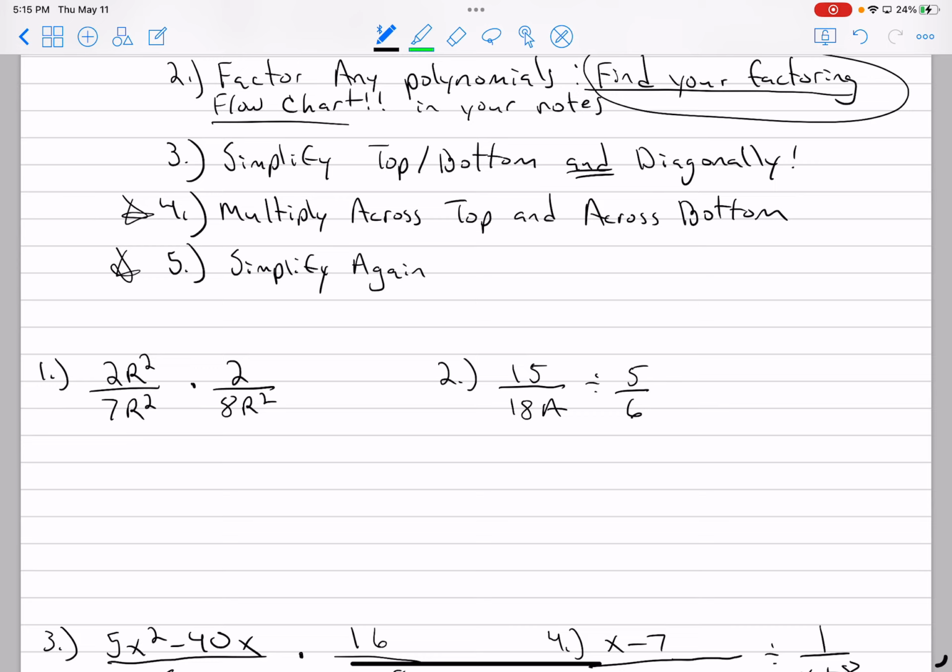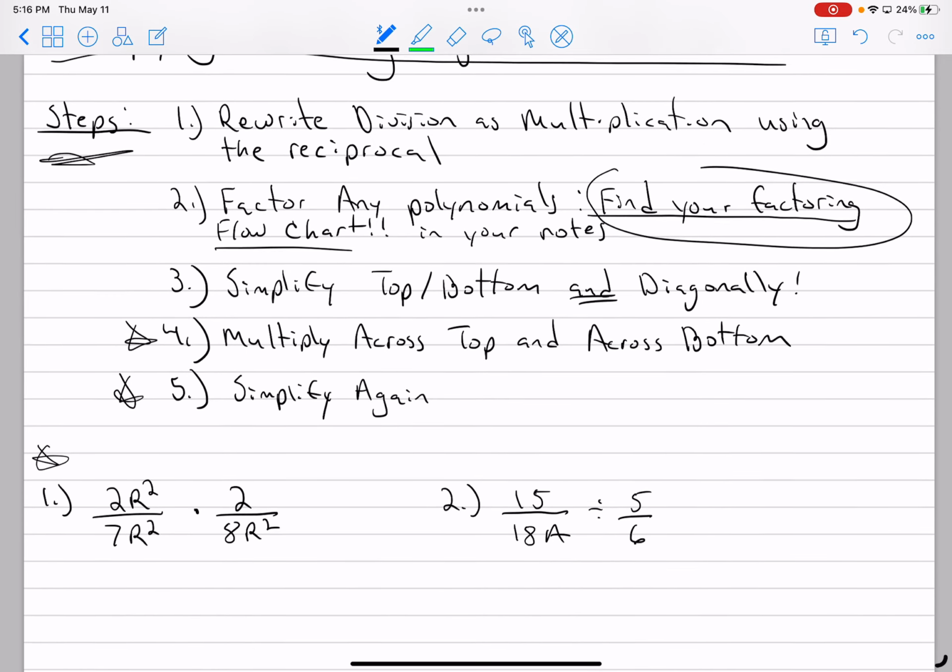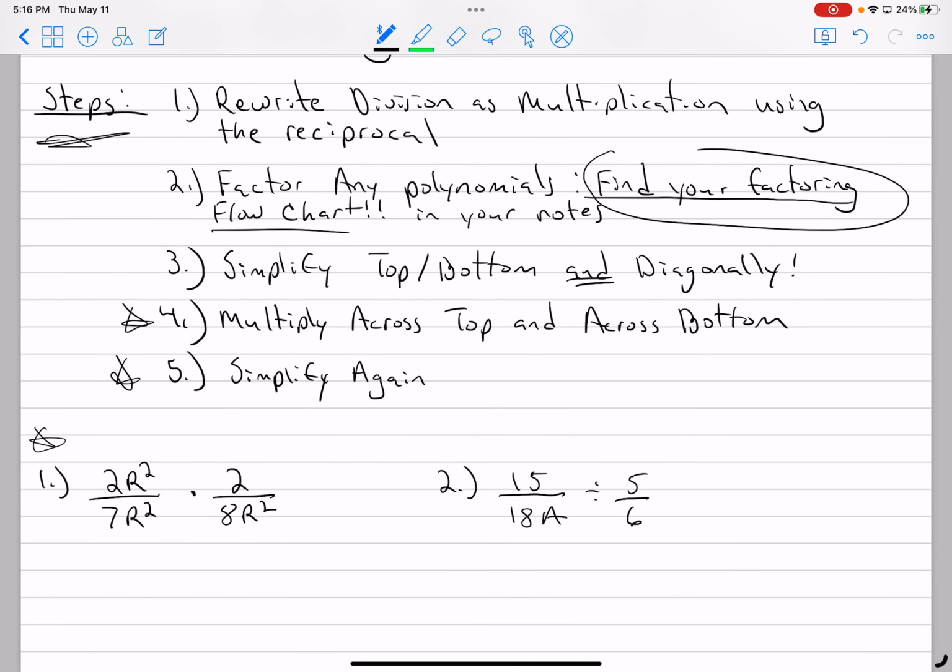All right, so first one. Here's our first problem. Number 1, go ahead and copy that down. Rewrite division as multiplication using the reciprocal. There's no division, I don't need to do that. Check. 2, factor any polynomials. There are no polynomials. These are all just terms. I don't need to do that. Check. 3, simplify top to bottom and diagonally.